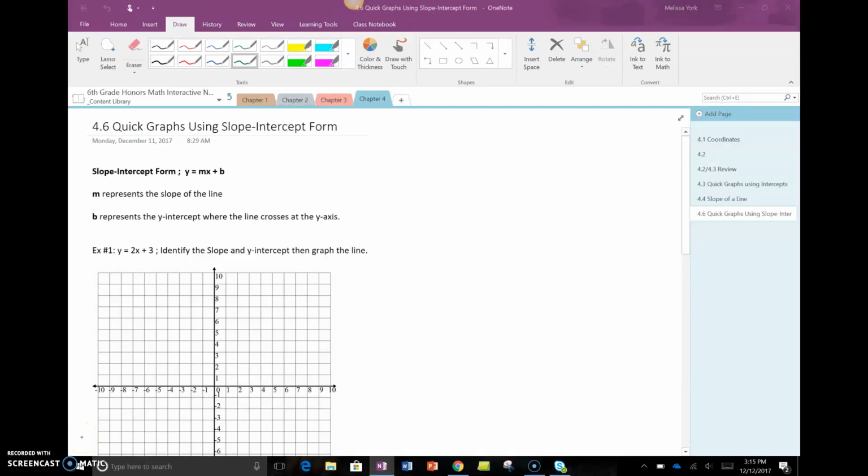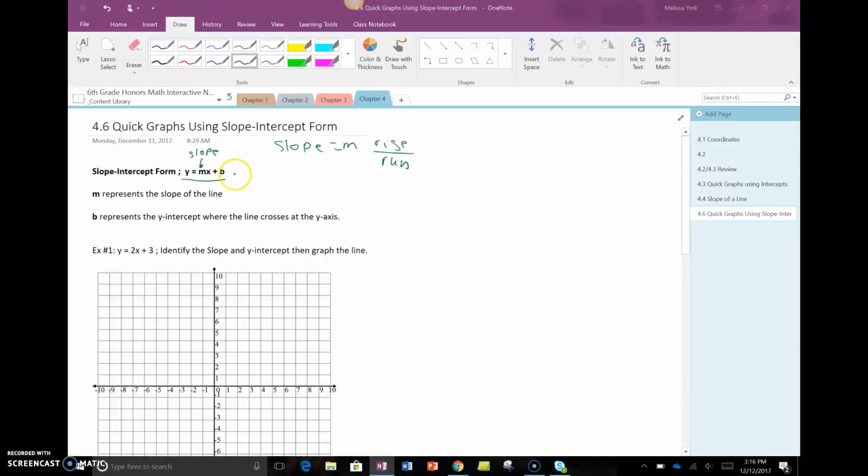Hi students, this section is 4.6, working with quick graphs using the slope-intercept form. So the slope-intercept form is in the form of y equals mx plus b, as shown right here. The m, as we've been talking about, slope is represented by m, which is your rise over your run. So when you see mx, your m right here is representing your slope of the line.